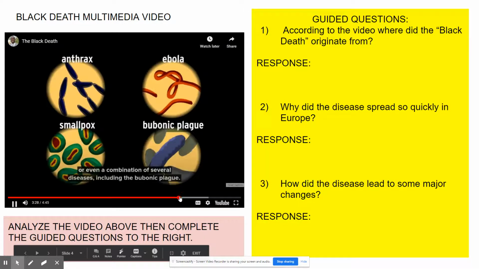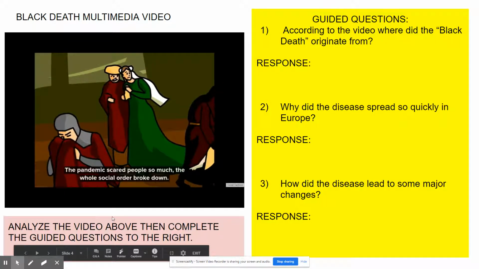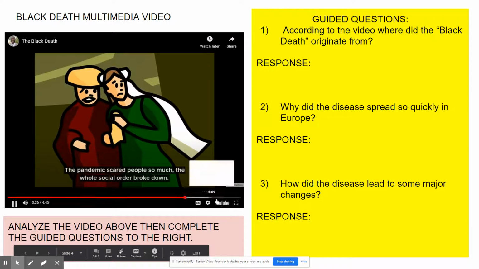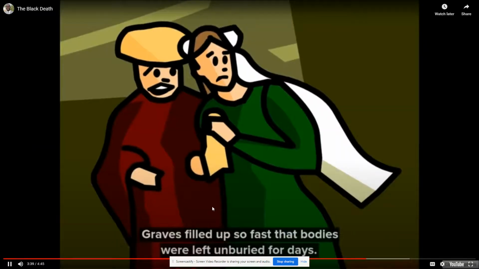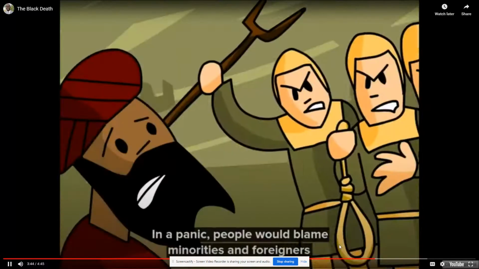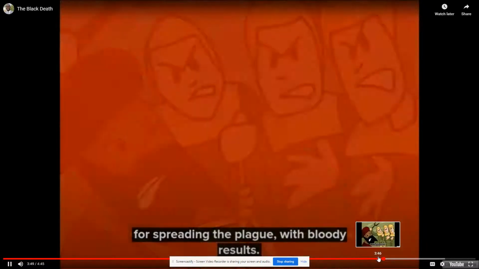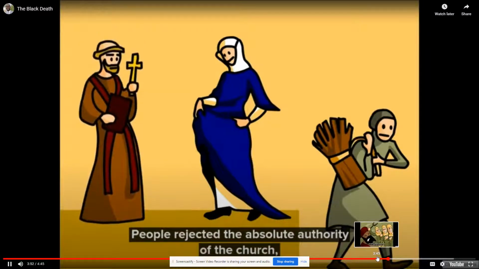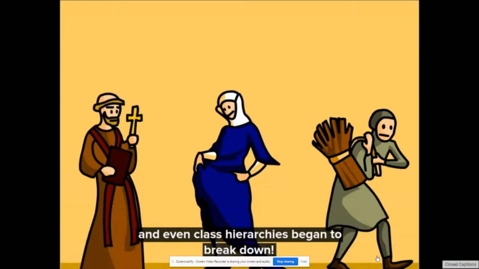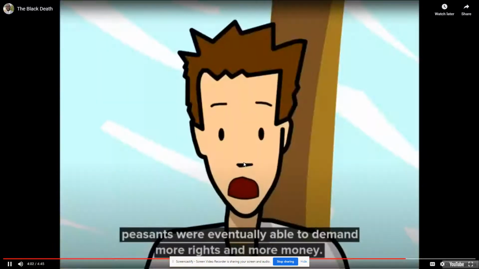Bubonic plague. Whatever the cause, the Black Death changed history. The pandemic scared people so much the whole social order broke down. Graves filled up so fast that bodies were left unburied for days. In a panic, people would blame minorities and foreigners for spreading the plague, with bloody results. People rejected the absolute authority of the church, and even class hierarchies began to break down. So many people died that there was hardly anyone left to work the fields. Because of this, peasants were eventually able to demand more rights and more money.